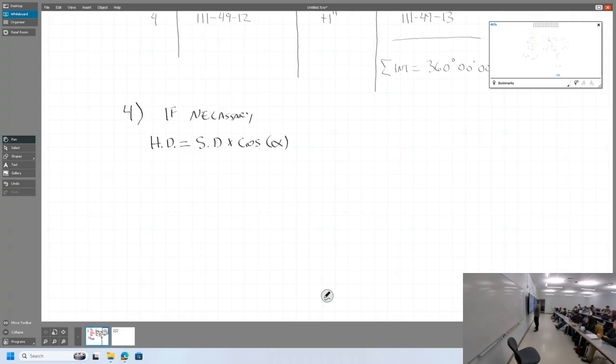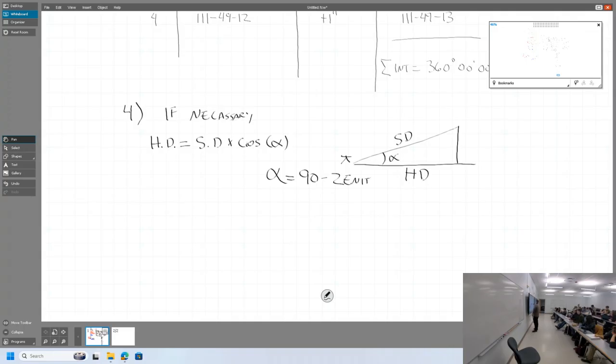So again, let's say your total station is here. This is your horizontal distance, this is your slope distance, and that angle here is 90 minus your zenith.